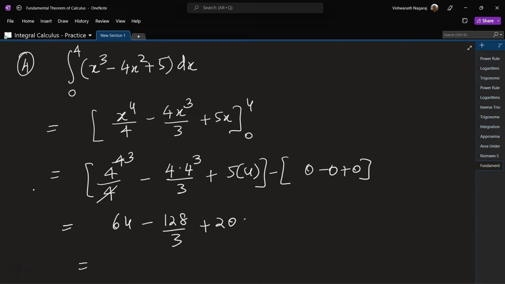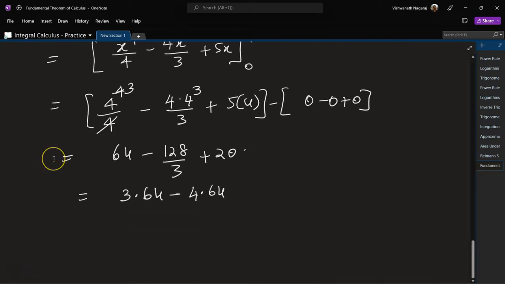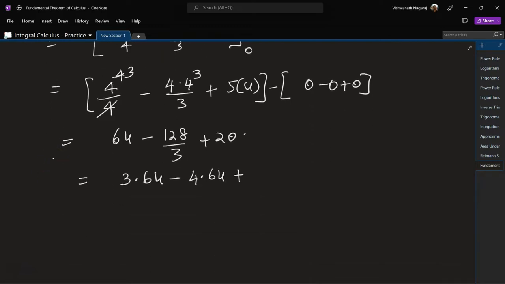3 times 64 minus, we need not have multiplied this, we can just leave it as 4 times 64 plus 60 divided by 3, which gives us 3 times something minus 4 times the same thing gives us one of that something. So minus 64 plus 60 by 3, which gives us minus 4 by 3.